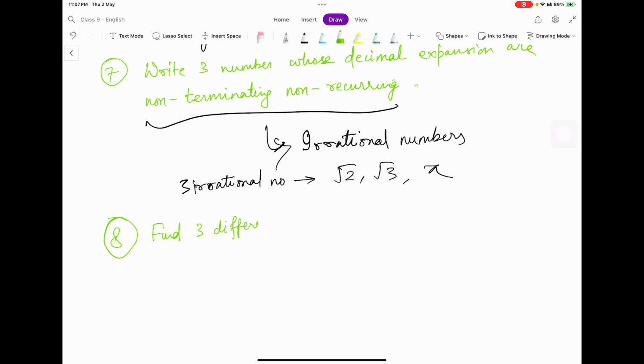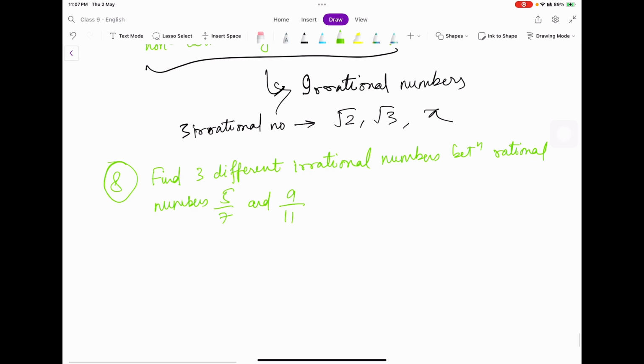Find 3 different irrational numbers between the rational numbers 5 by 7 and 9 by 11. This is shown in the examples also. If you want to find an irrational number between 2 rational numbers, you find the decimal expansion. Between the decimal expansions you take a digit and put the zeros, like I will show you. I will not do the decimal expansion of 5 by 7 again. I have done it multiple times.